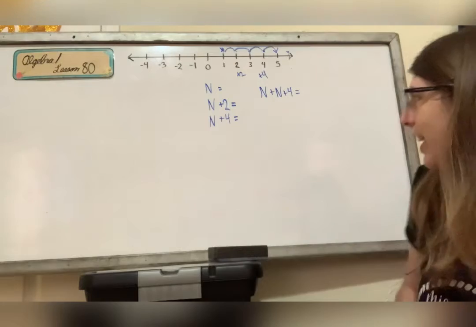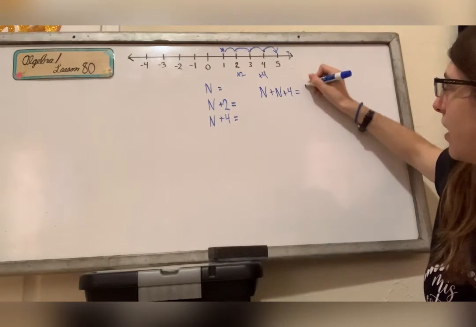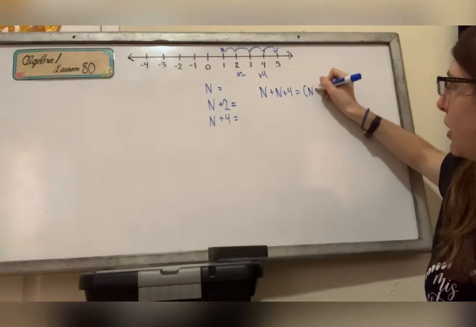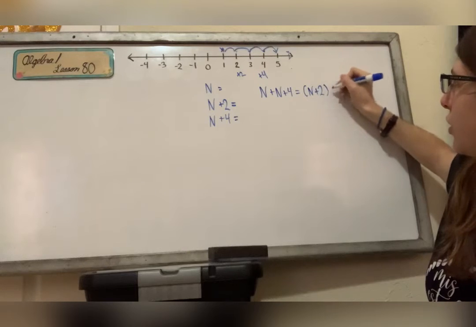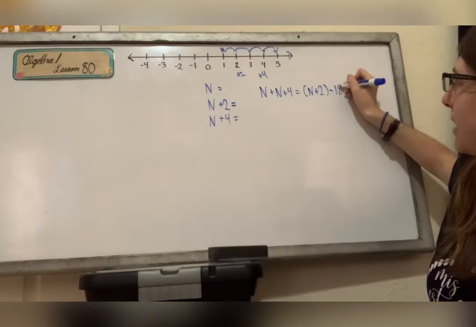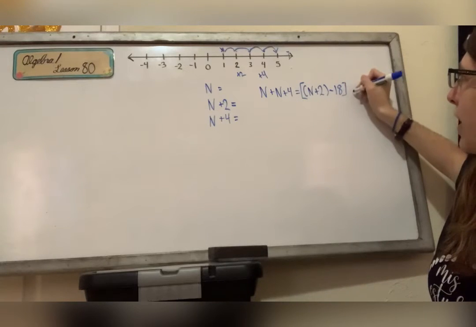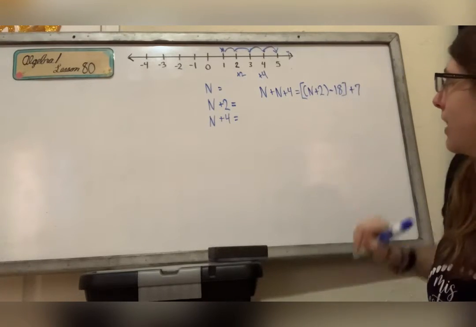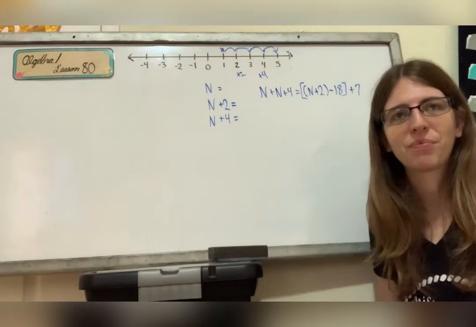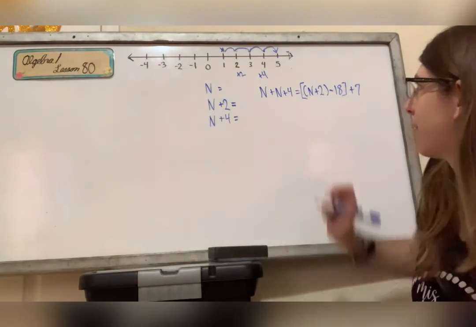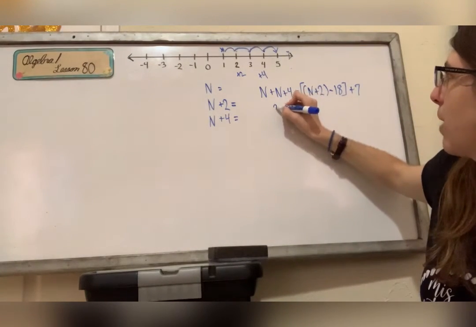So let's start with the second decreased by 18. The second would be n plus 2. Decreased by 18 would be minus 18. But it says it's 7 greater than that, so that would be plus 7. Okay, now let's simplify. Here on this side I have 2n plus 4.